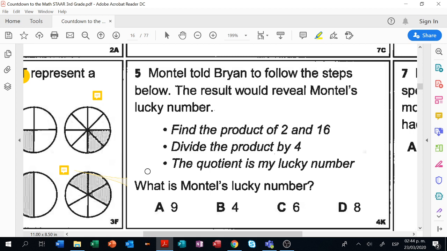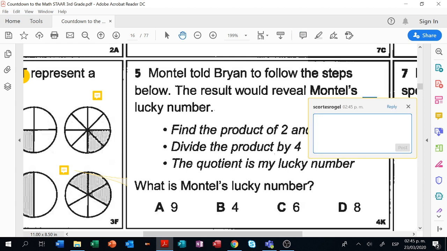Montel told Brian to follow the steps below. The result will reveal Montel's lucky number. The first step: find the product of 2 and 16. Let me do it right here. The product, remember, is the multiplication, 2 times 16.